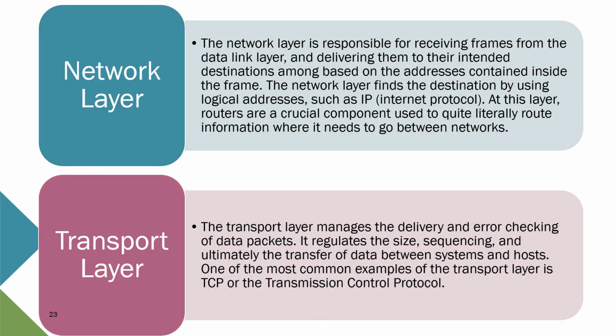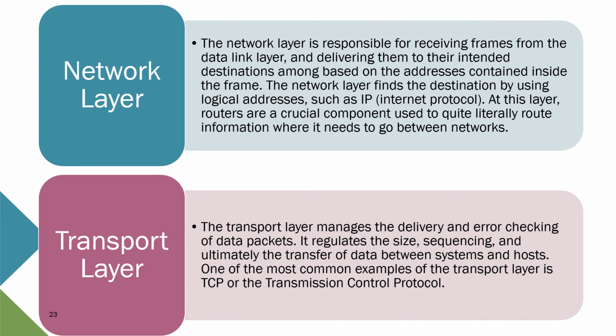The next one is the network layer. The network layer is responsible for receiving frames from the data link layer and delivering them to their intended destination, based on the address contained in the frame. Usually this network layer finds its destination by using the logical address, for example, the IP address. This layer is a very crucial component to quite literally route information where it needs to go between networks. Meaning that the network layer determines the correct address for the information to be sent.